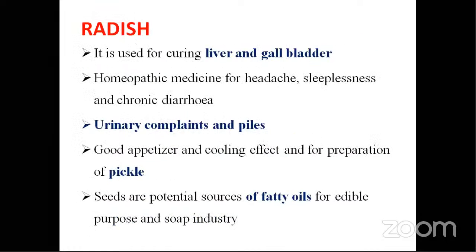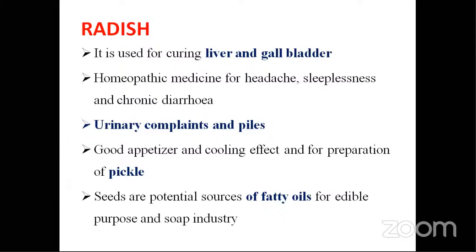Nextly, the radish, which is used for curing liver and gallbladder related diseases. It is very good for the liver. Radish is mostly used for kidney and liver related problems, so it is also used in many homeopathic medicines. And for urinary complaints, as I have already mentioned, it is good for the kidney. So for all the urinary problems, piles, and constipation related problems also, radish is used.